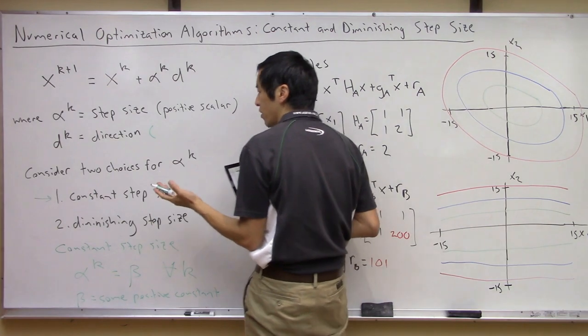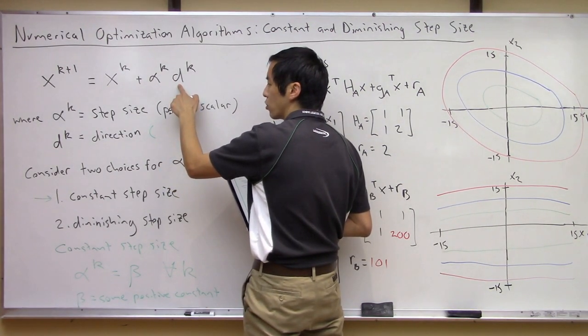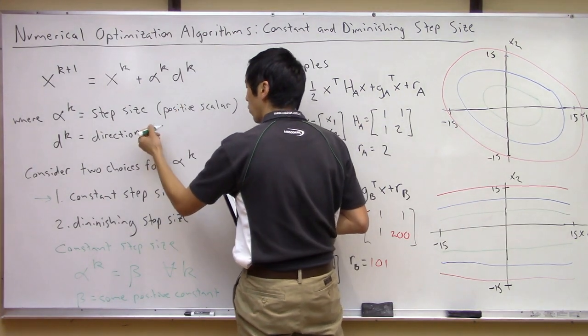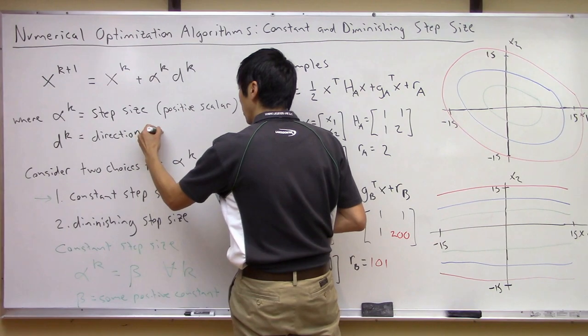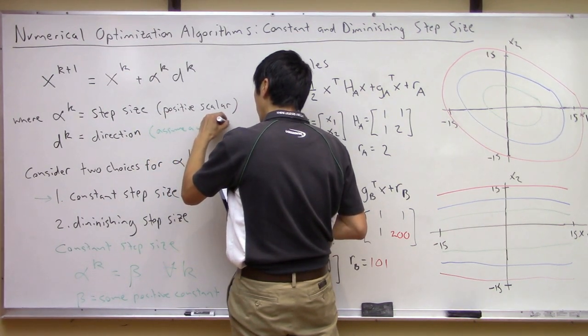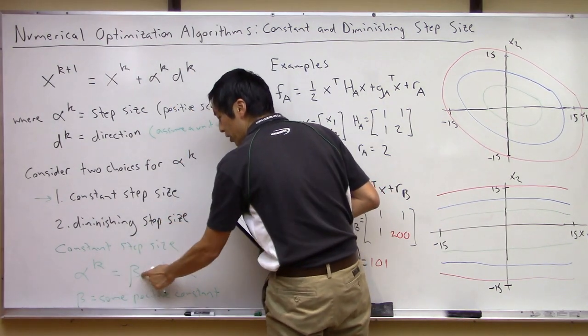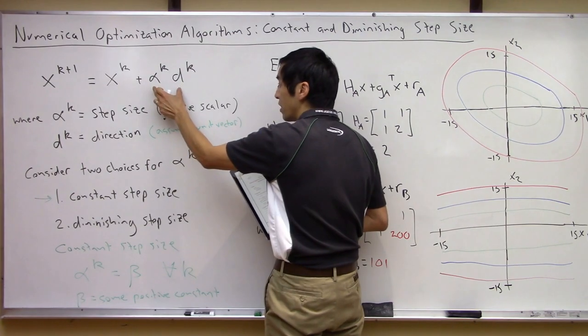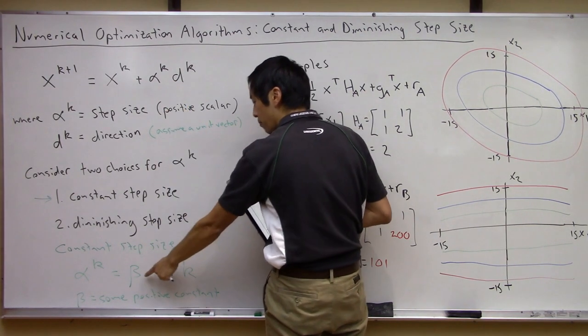If you remember in our previous discussion, we talked about how usually you are going to normalize your direction to be a unit vector. So for the remainder of this discussion, let's also make that same assumption. So we're going to assume this is a unit vector, right? Because if that is the case, and if you choose alpha, the step size, to be this constant beta, basically the distance that you step every single time is going to be this beta number, right?